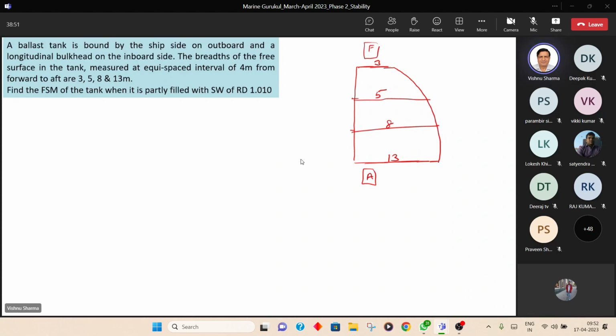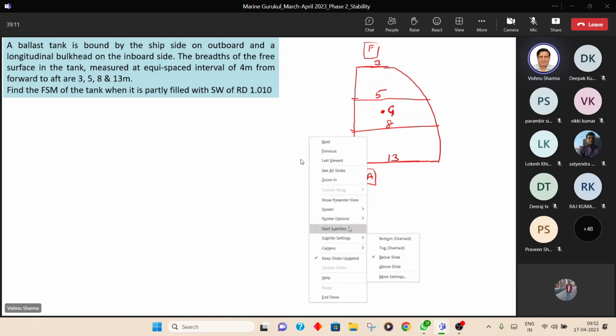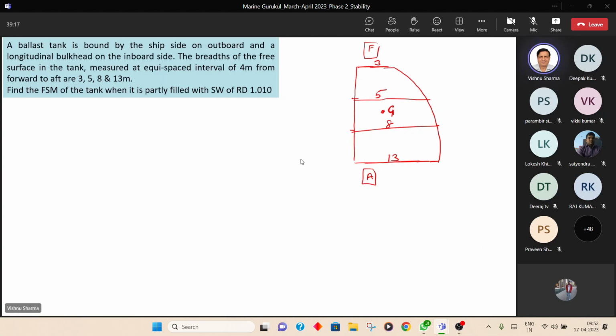Now, next, what do we have to find out? We'll have to find its geometric center, yes or no? Correct? Correct, guys? Yes, sir. Let us say the geometric center is here. I'm just saying hypothetically. Then what do we have to do next? Once the G is found, then what do we have to do next to find FSM? So this is the fore and aft. We have to draw a fore and aft axis through G. Mark it XX, the way we have been marking.